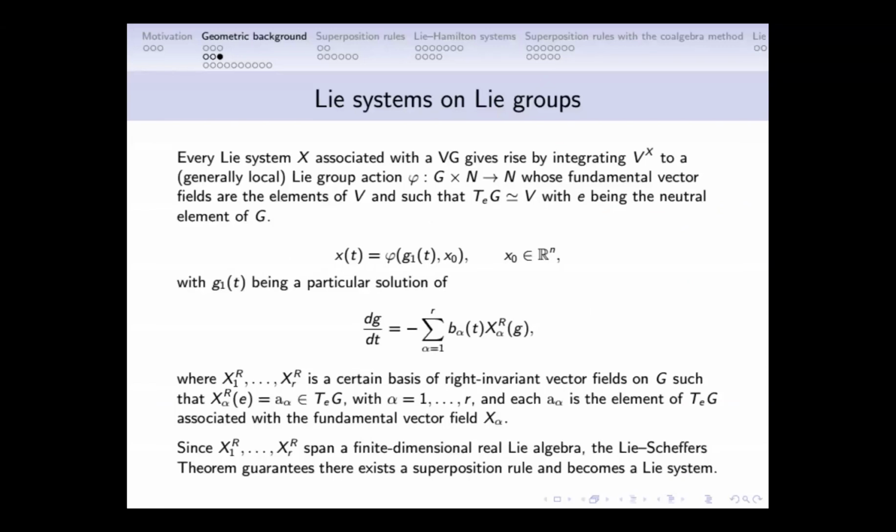Also, for those who like working better on the group, one can see that every Lie system has an associated Vessiot-Guldberg Lie algebra. And you can integrate this Vessiot-Guldberg Lie algebra, and you're going to get a Lie group action. And this Lie group action has fundamental vector fields, whose elements are just the tangent space of the group evaluated.